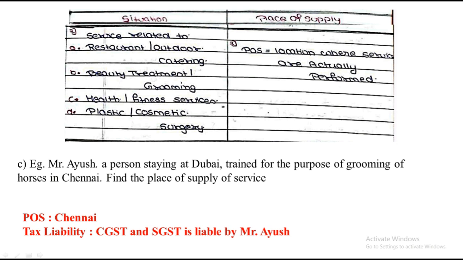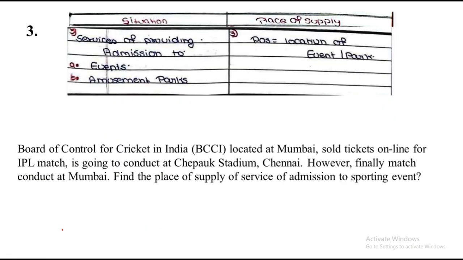Okay, this was your second situation. Now we jump to the next one. I hope everyone has understood till here. The next is service of providing admission to any events or amusement park. When any service is providing admission to these places, your place of supply will always be the location of that particular event or park. Okay, so we take an example.